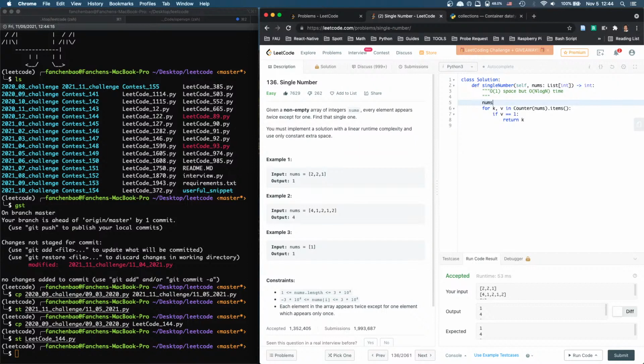Basically, we say nums.sort, right? And then we say for i in range 1 to len nums, we say if nums[i] is not equal to nums[i minus 1], then break, and we're going to return nums[i minus 1], right?